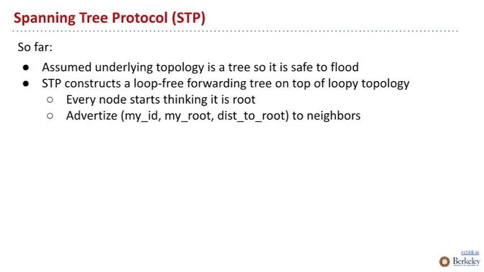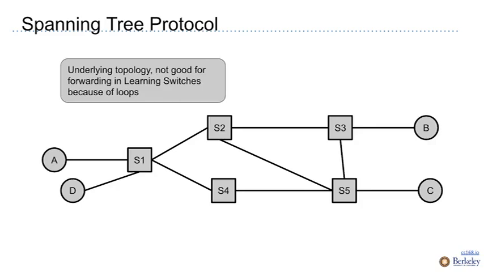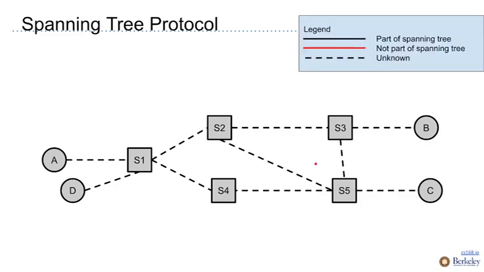So we just saw that we can't use the underlying topology for doing flooding with these learning switches. And spanning tree protocol is what's going to help us to solve this. Spanning tree protocol helps us create a spanning tree on top of this loopy topology, which ends up being loop-free. So we construct some tree, and then we will only use this tree and assume the other links for now just don't exist. We'll use this tree to do our flooding.